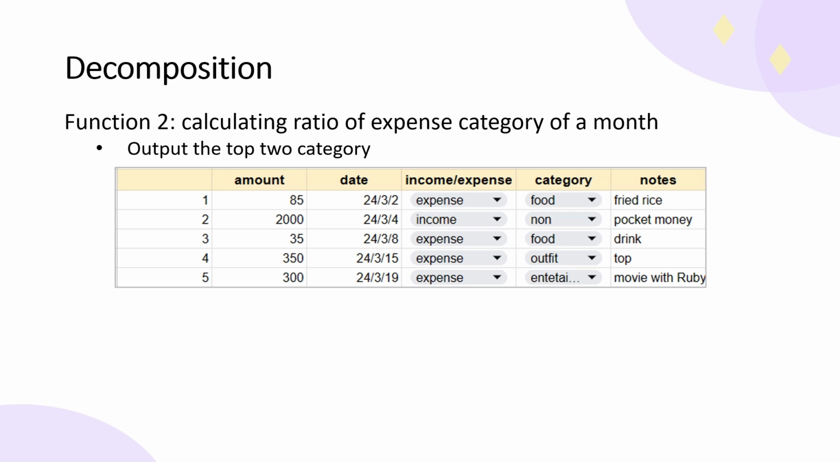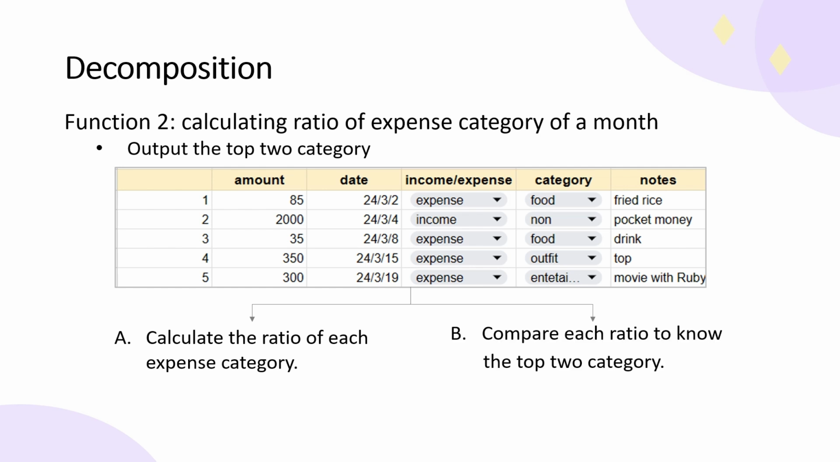So, back to designing the expense tracking program. You're planning to write a function to calculate the ratio of your expense and output the top 2 categories. How will you break down this problem into smaller parts? First, you need to calculate the ratio of each expense category. Then, compare each ratio to know the top 2 categories. Okay, here comes a simple question. Can you break down the problem A into smaller parts? Pause the video and think of your own answer.